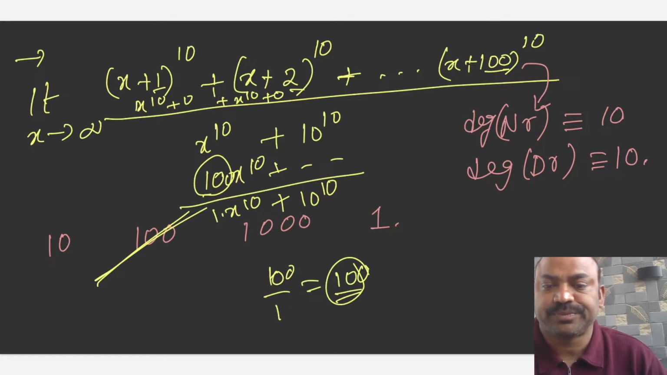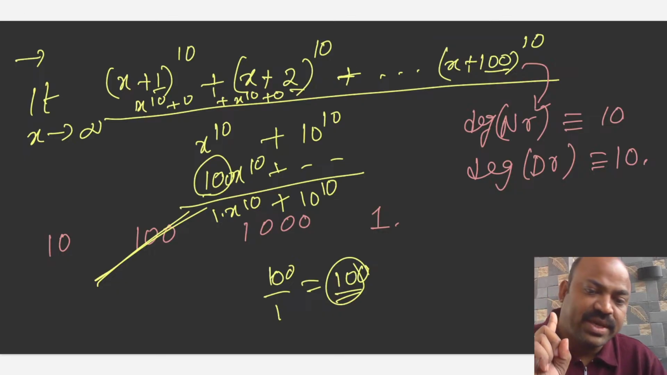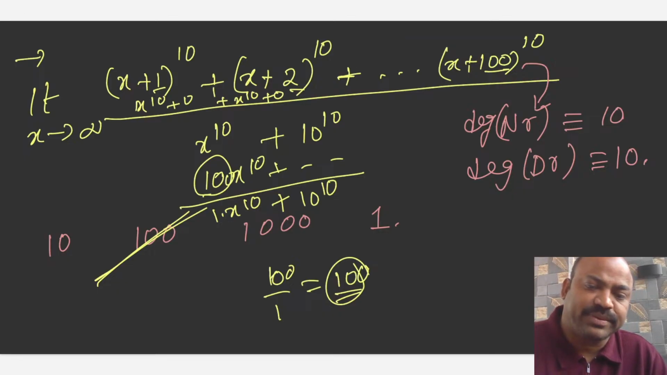Got this? In the numerator you will get 100 x power 10s. Each term will give you 1 x power 10. So total will become 100 by 1. Are you there?